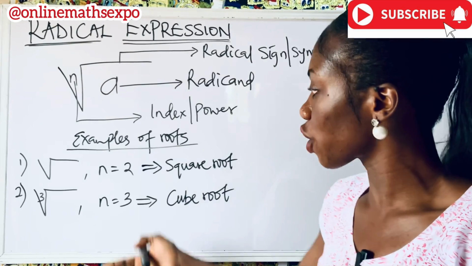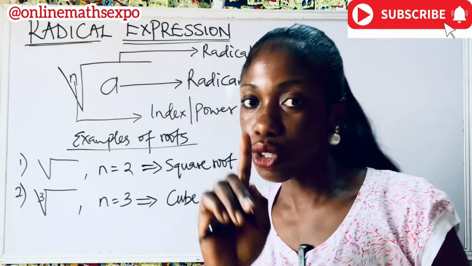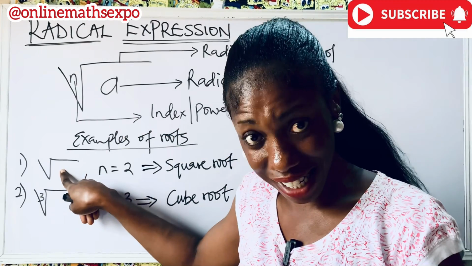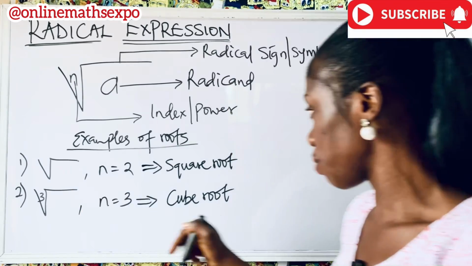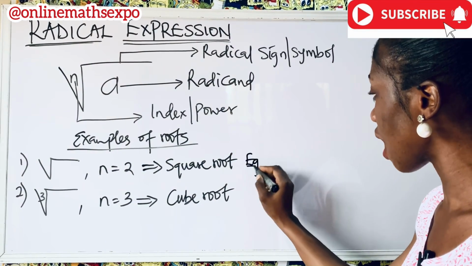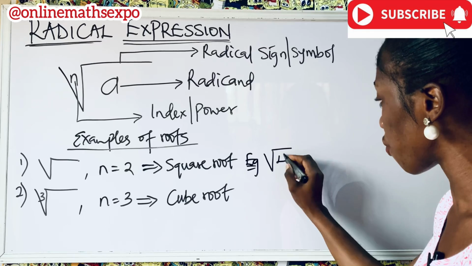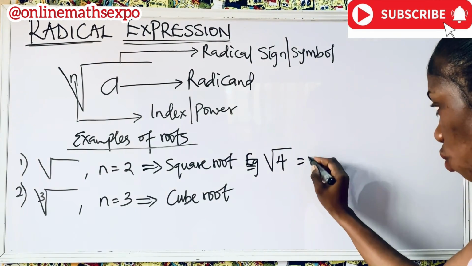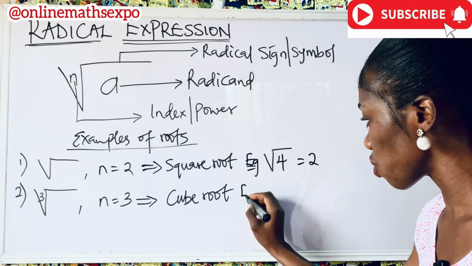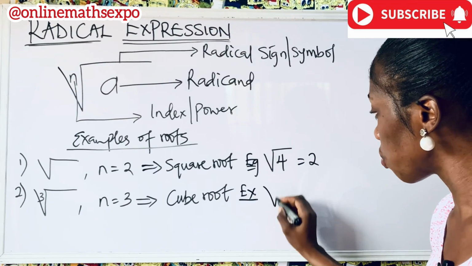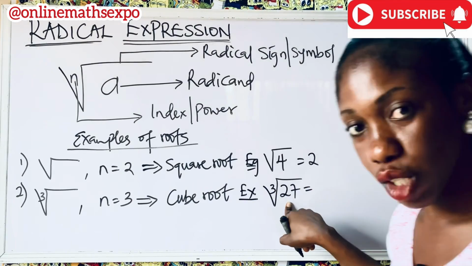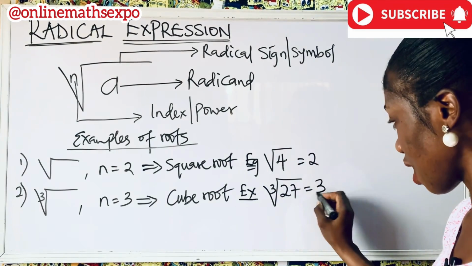Know that when you talk about square root, you talk about 2 numbers you can multiply to get the radicand. Now let me give you an example. You can have square root of 4. 2 numbers you can multiply to get 4 is what? 2. For this, you can have cube root of 27. 3 numbers you can multiply to get 27 is 3.